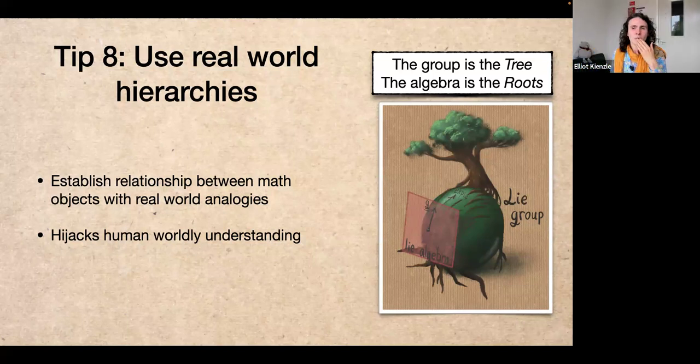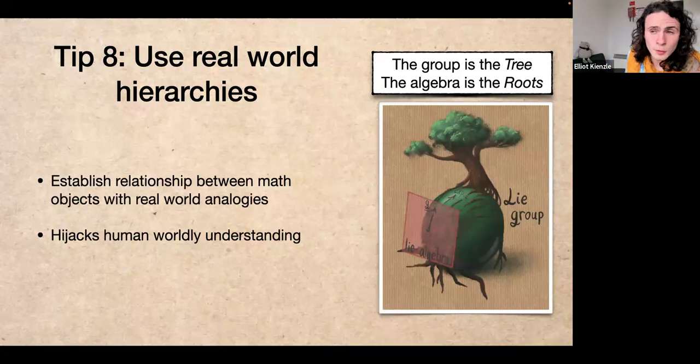And what we want to do is establish an analogy between mathematical objects and real world objects so that these real world relationships tell us about the mathematical relationships. Essentially, we are hijacking our human understanding of the real world to become mathematical understanding. So this example here is one of a Lie group and a Lie algebra. The way I encoded this is that the group is represented by the tree, while the algebra is the roots. This makes sense because you take your algebra and then you flow along it, and this is what makes the group. It comes from the algebra.